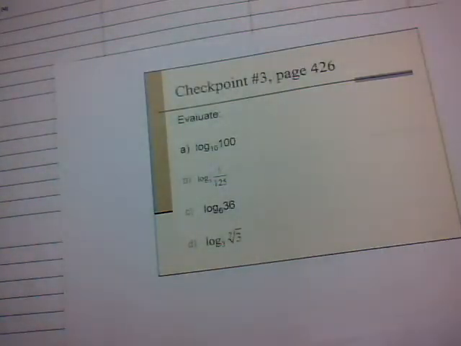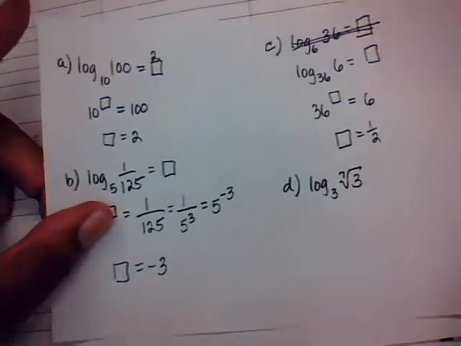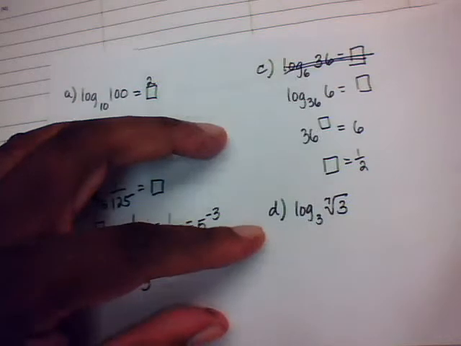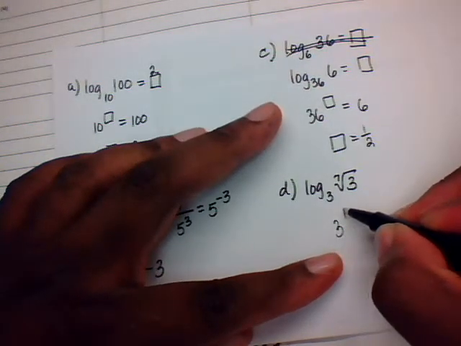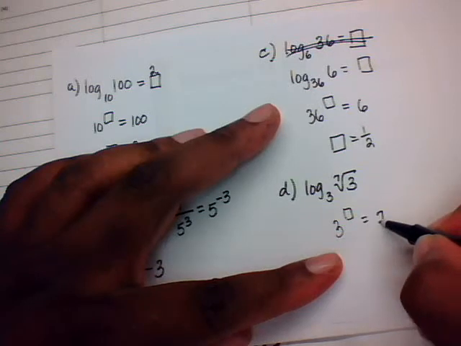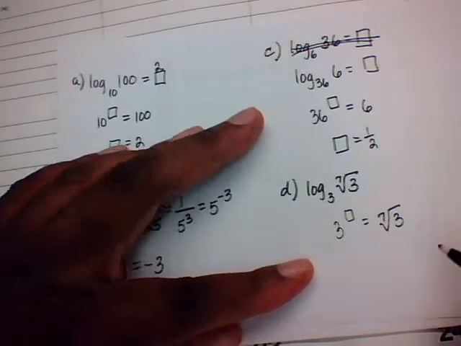And part D, log to the base 3 of the 7th root of 3. So we're trying to find out 3 to what power would give us the 7th root of 3.